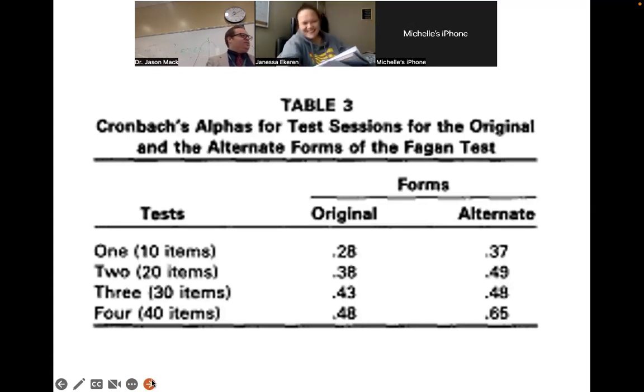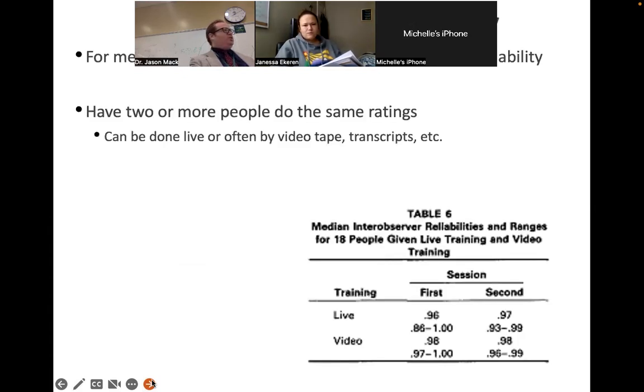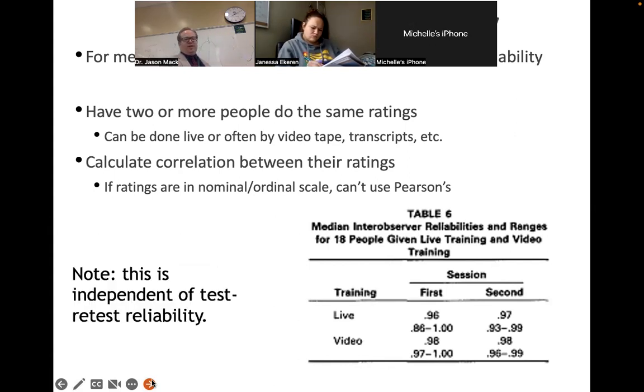So, for example, these would be items, and then we would look at the forms, original and alternate, and look at how much reliability there is. You should just be thinking about this conceptually, not necessarily what all the numbers mean. You could have two or more people do the same ratings, from live videotape transcripts, and calculate the correlation. If the ratings are nominal or ordinal, you can't use Pearson's. This is fake data, but the idea is an independent test of retest reliability. Test, retest, we get the same results over and over again with consistency: reliability.